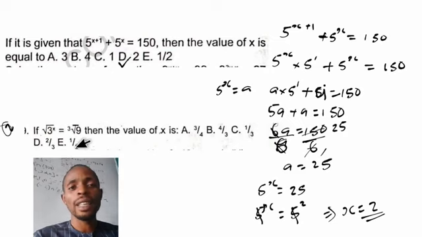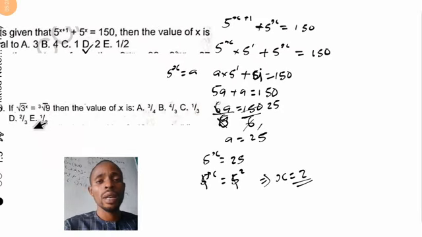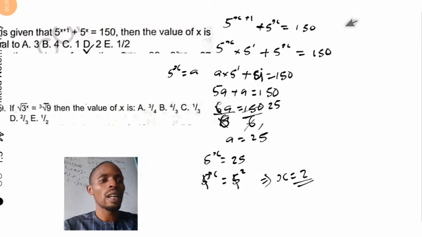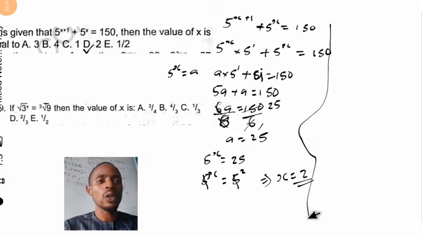Alright guys, welcome back. Let's dive into the second question now. Let me create more space. The second question states that if the root of 3 raised to power s is equal to the cube root of 9, then the value of s is... To solve this one is also simple.